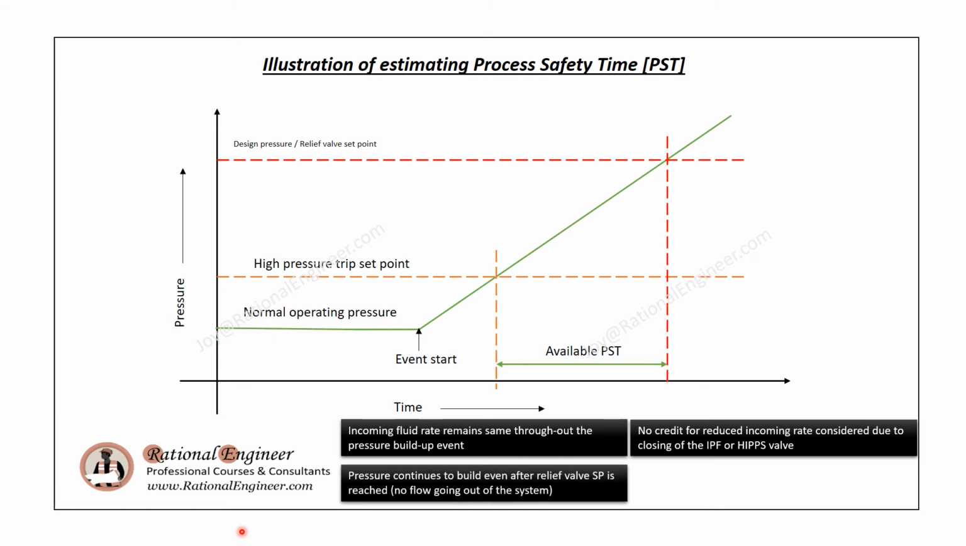For the purpose of this calculation, the pressure will continue to build even after the design pressure or the relief valve set point is reached, considering there is no flow going out of the system, because the intent of this exercise is to estimate the available process safety time between the high pressure trip set point and the design pressure. We are considering average fluid temperature and compressibility factor as same as that at the initial conditions. This is to simplify our calculation.